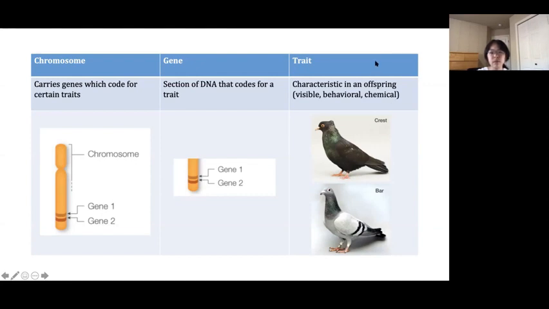Just to make sure you guys understand this, can anybody think of a characteristic in humans that you can see, or that's in our behavior? Basically, what is a human trait? Just type it in the chat or say it out loud. Maybe your eye color? Yeah, that's exactly right. Eye color is a trait found in humans because we can see it. Eye color is a visible trait in humans.